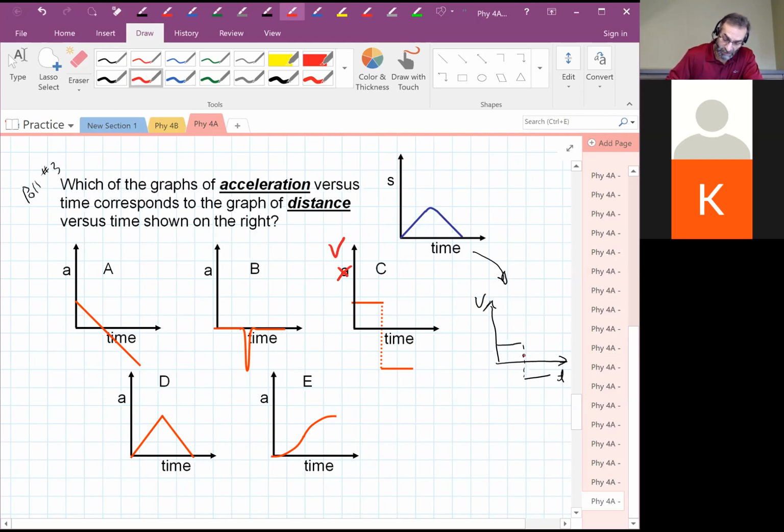Then you take the derivative of this, and the derivative gives you 0 here, it gives you 0 here, and there's a discontinuity in the middle. It gives you some kind of a spike. So B is the one that has the correct acceleration versus time graph. You okay with that?